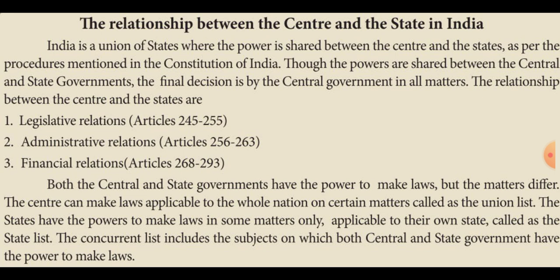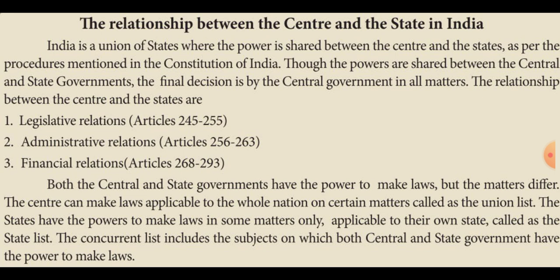Both the central and the state government have the power to make laws, but the matters differ. The central government makes laws for the whole nation. The state government has the power to make laws only on some matters, applicable to their own state only, but the central government has the power to make all the laws.